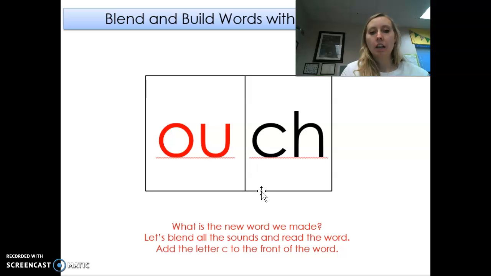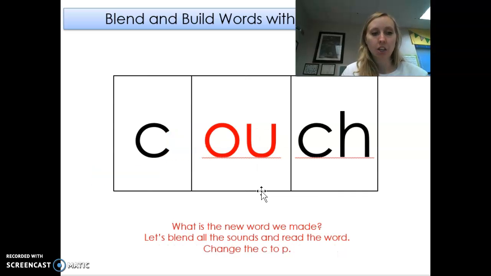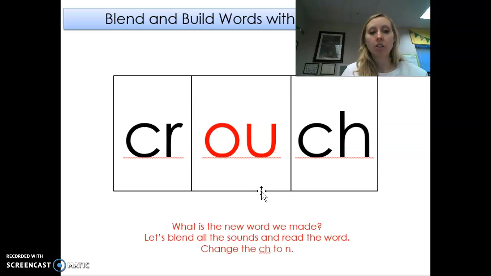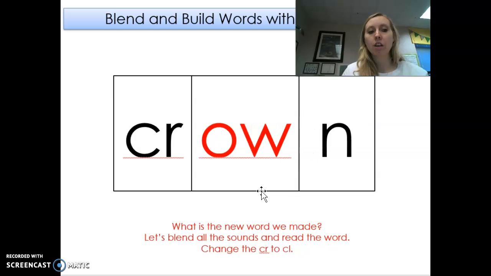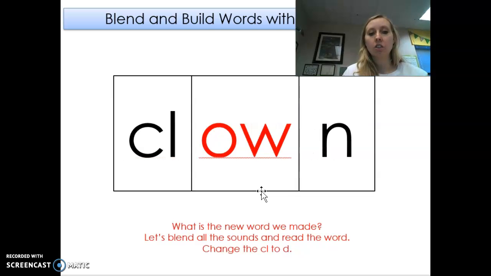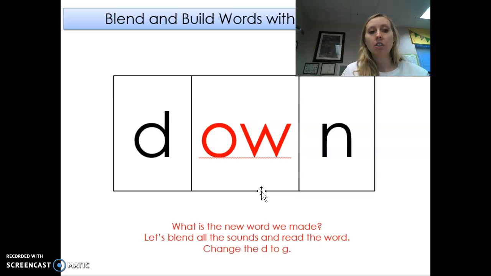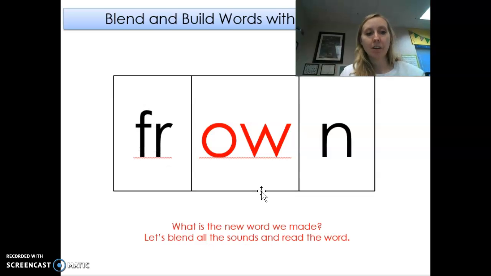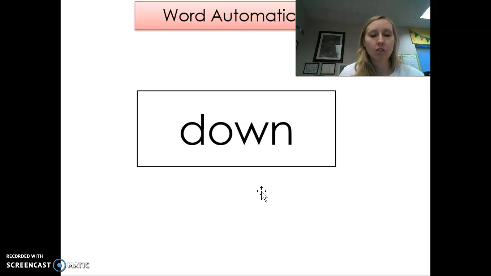Ouch, add a c here. Couch, change the c to p. Pouch, change the p to sl. Slouch, change the sl to cr. Crouch, change the ch to n. Crown, change the cr to cl. Clown, change the cl to d. Down, change the d to g. Gown, change the g to fr. Frown.